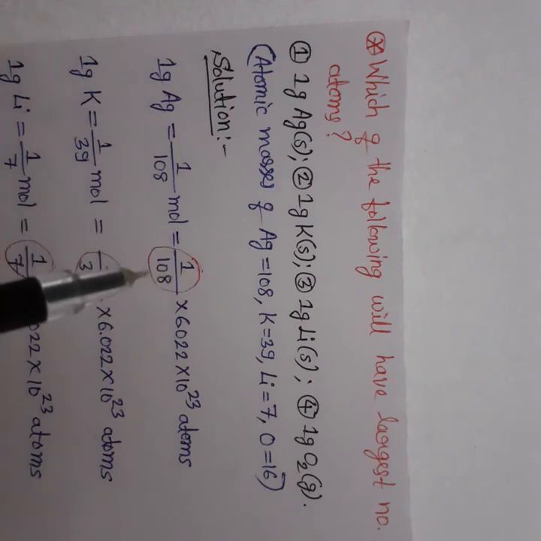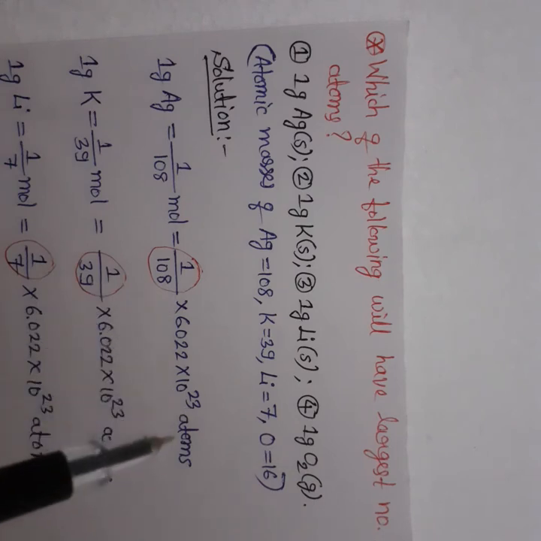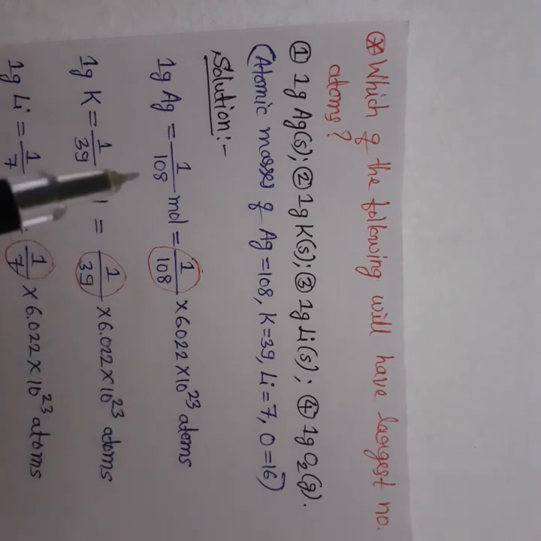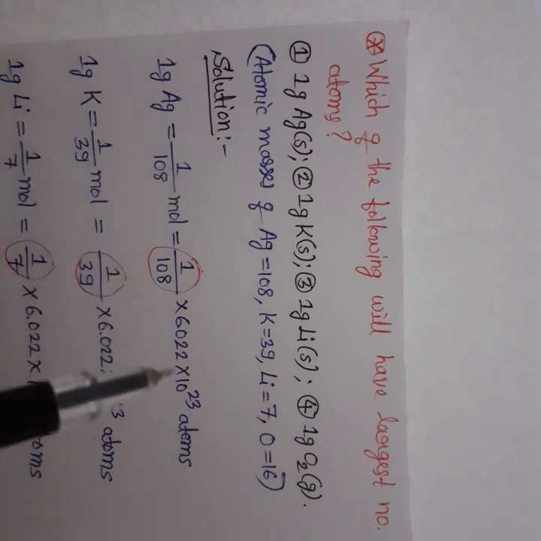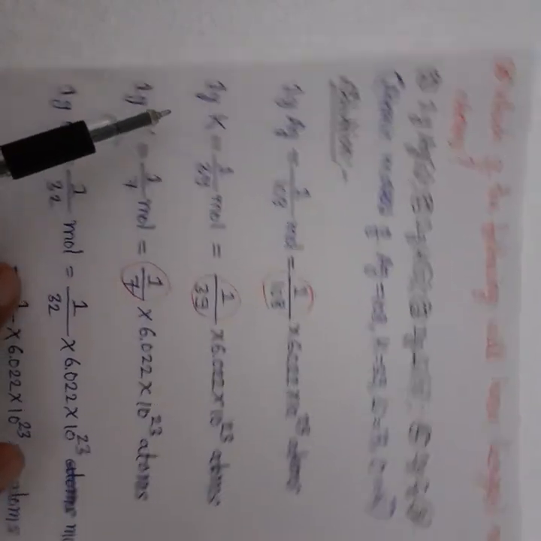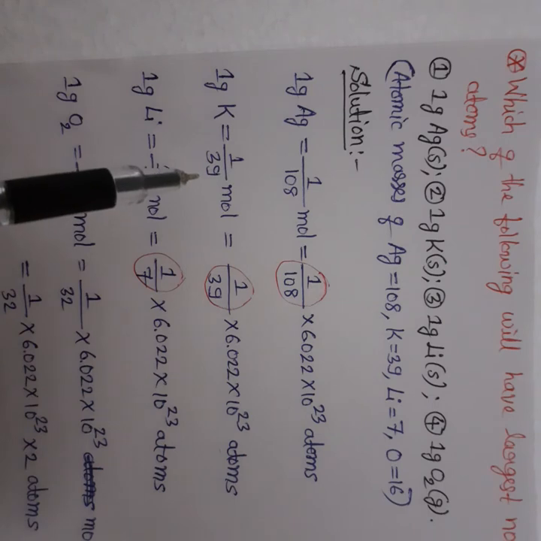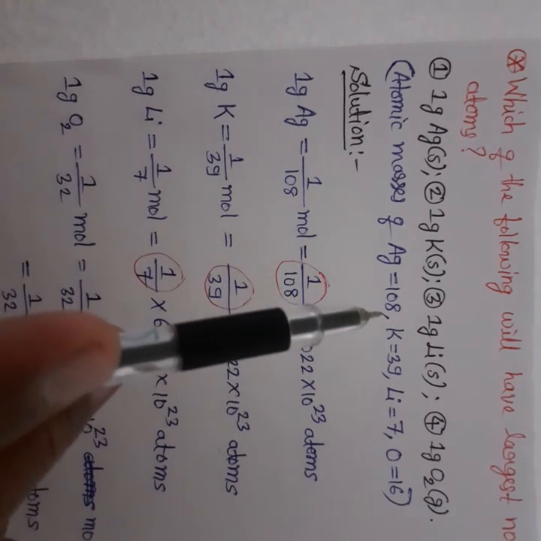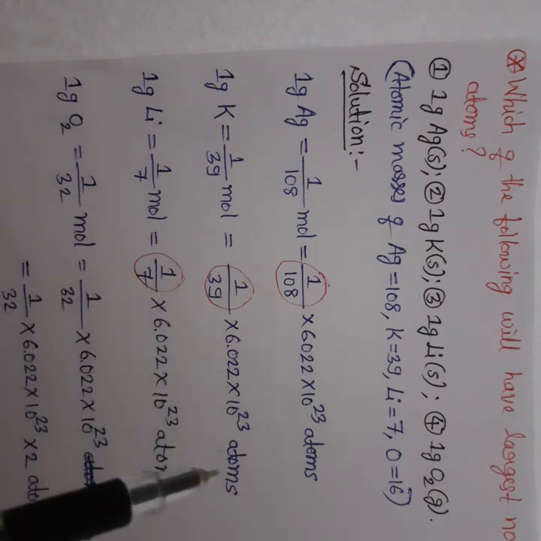which is equal to 1 divided by 108 into 6.022 into 10 to the power 23 atoms. If you want to convert mole into atoms, this mole should be multiplied by Avogadro number. Then we will get the number of atoms present in 1 gram silver. Similarly, the number of atoms in 1 gram potassium is equal to 1 divided by 39, where 39 is the atomic mass of potassium. Then we get 1 divided by 39 into Avogadro number of atoms.